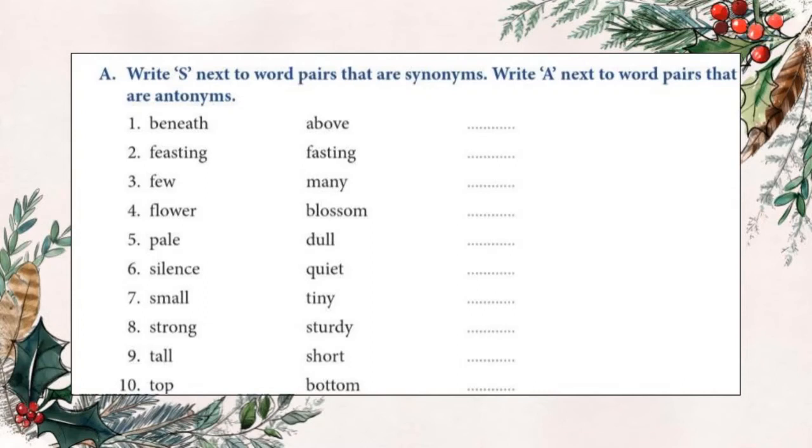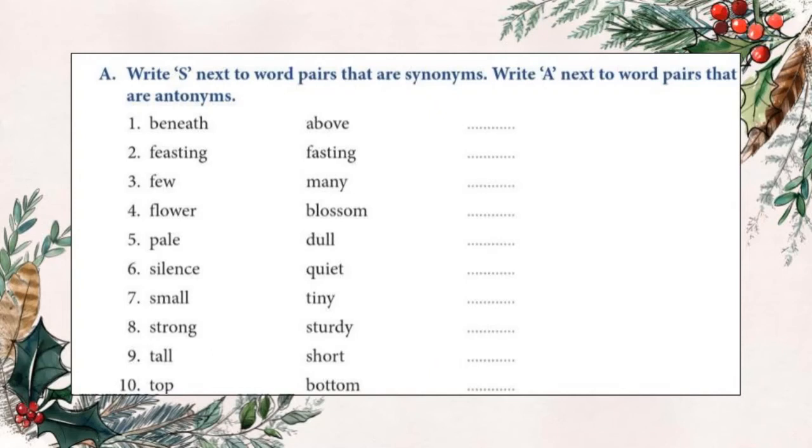Let's move to the third one. The given words are few, many. We know very well that they have opposite meanings. So write the letter A in the third one. Let's move to the fourth one. Flower, blossom. We know the meaning of flower. What is the meaning of blossom? It is also flower. So both the words have same meaning. So write the letter S in the fourth one.